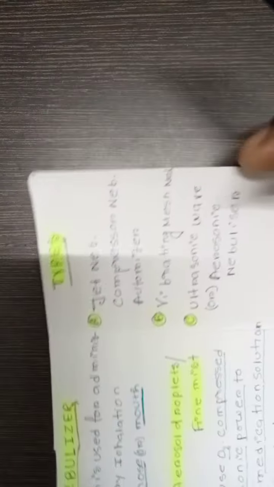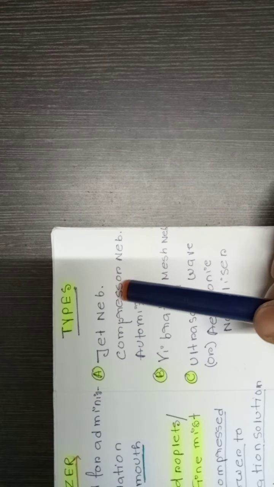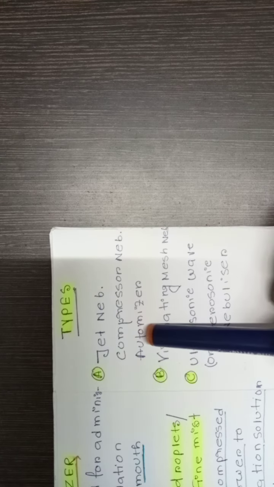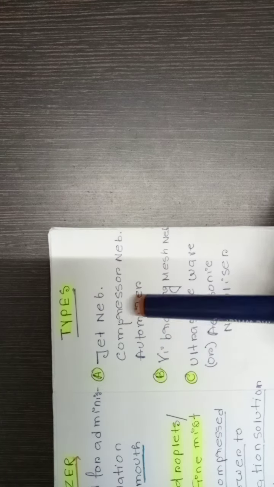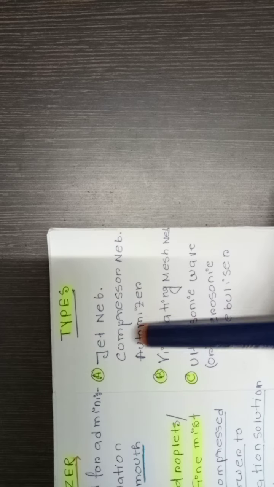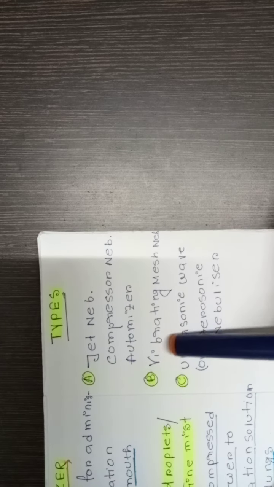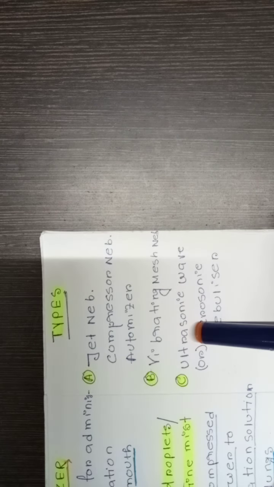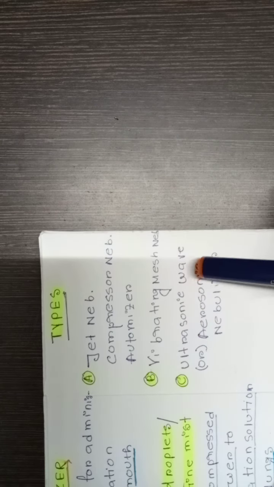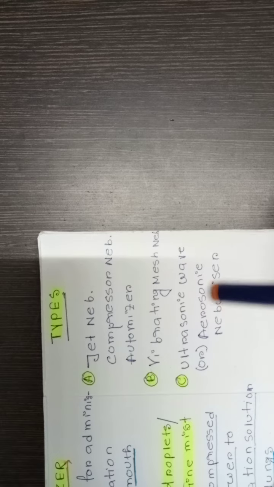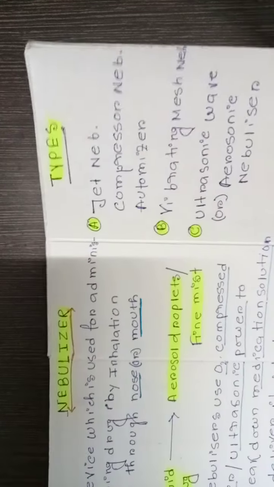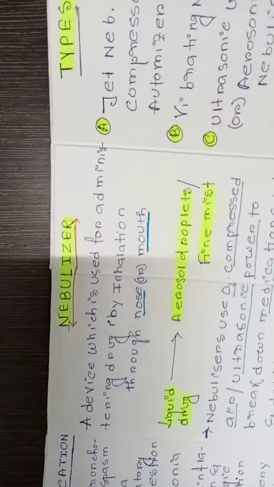So what are the types of nebulizer that we have? Number 1, jet nebulizer. Jet nebulizer is otherwise called compressed nebulizer or atomizer. All three are the same. And number 2, vibrating mesh nebulizer, and number 3, ultrasonic wave or aerosonic nebulizer. These are available in the market. So these 3 types of nebulizer are there.